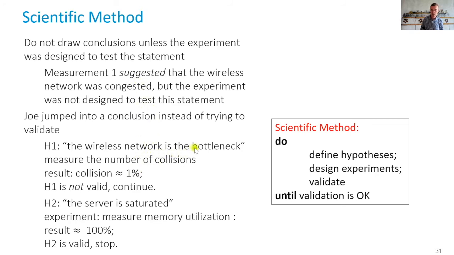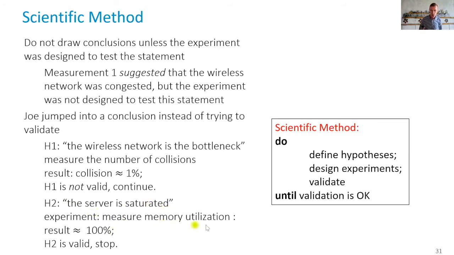If the wireless network is the bottleneck, then that is visible in the statistics that you can take at the Wi-Fi level. So you have to go into the Wi-Fi level, and for Wi-Fi, it would typically be the percentage of collisions. If this percentage is very small, then probably it is not the bottleneck here. So that invalidates the first hypothesis. So I make a second hypothesis. Is the server saturated?